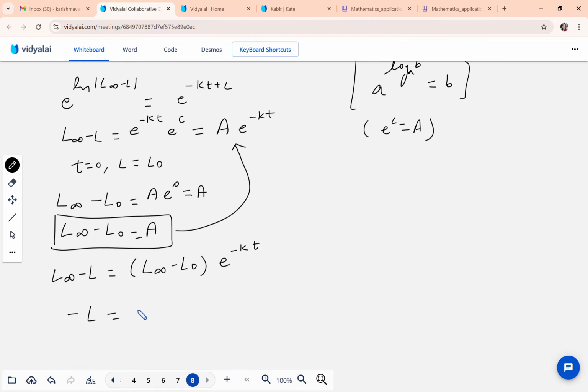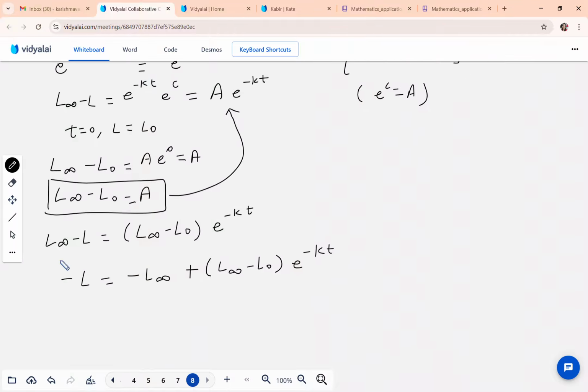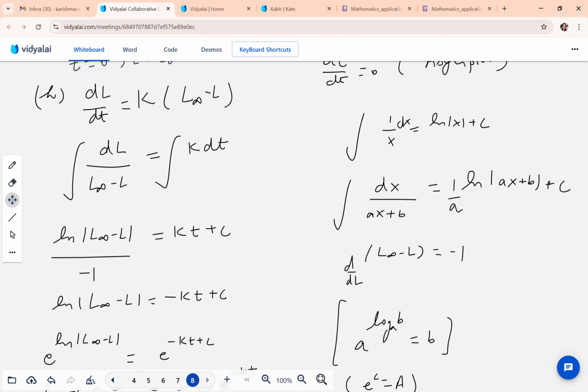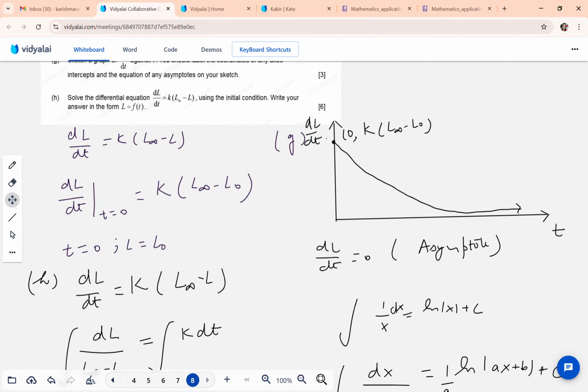So minus L is equal to minus L infinity plus (L infinity minus L naught) times e to the power minus kt. Or I will just multiply the equation by a negative sign. So L equals L infinity minus (L infinity minus L naught) e to the power minus kt. This is how we got L as a function of t, because L naught and L infinity are all constants and t is the variable. So this is our final answer for part H.